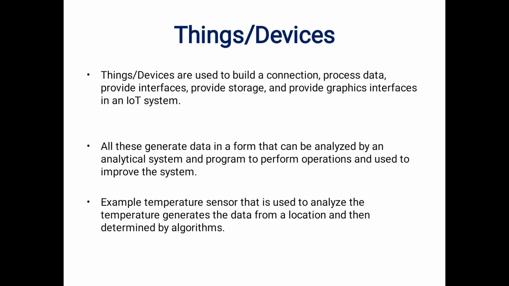Now let us see what different devices we have to take to build an IoT system. Things or devices are used to build a connection, process data, provide interfaces, provide storage, and provide graphical interfaces in an IoT system. All these generate data in a form that can be analyzed by an analytical system and programmed to perform operations and used to improve the system.